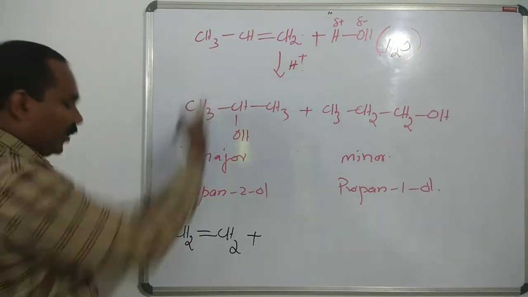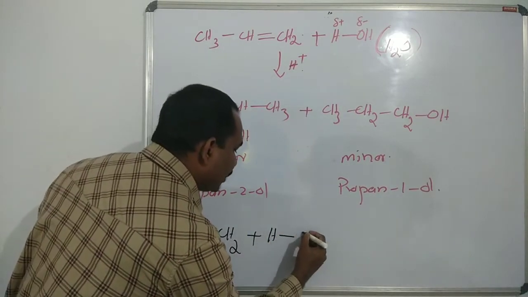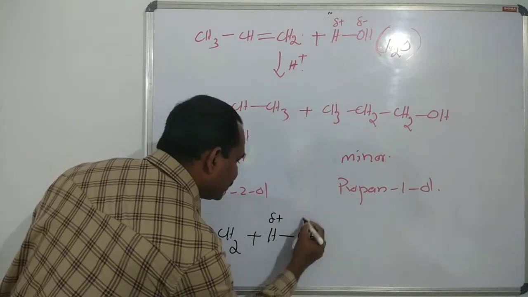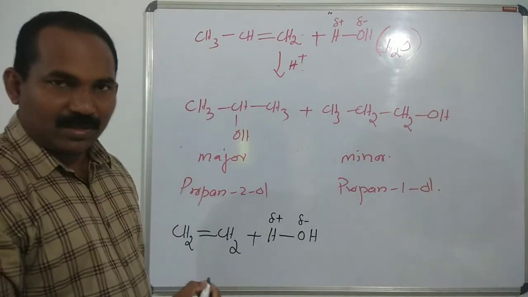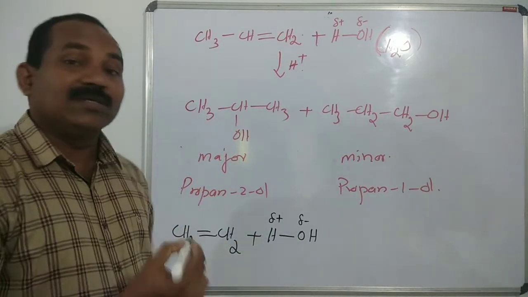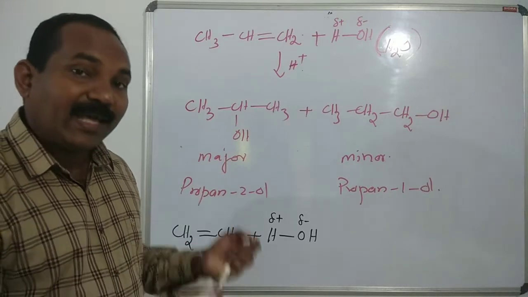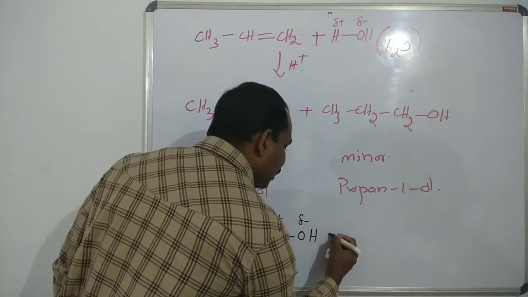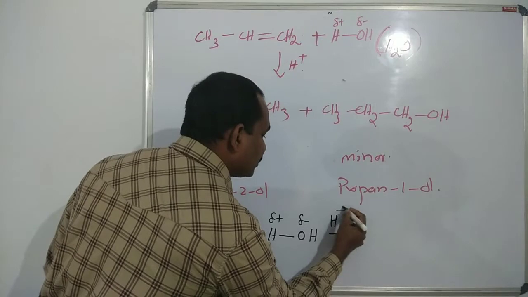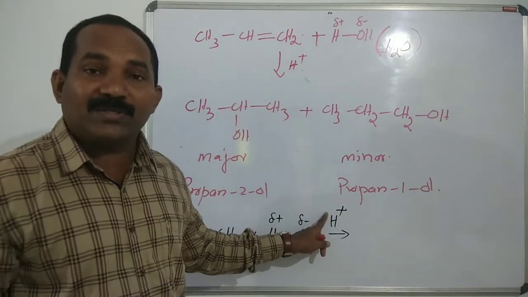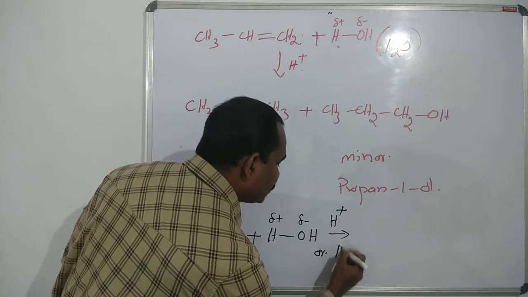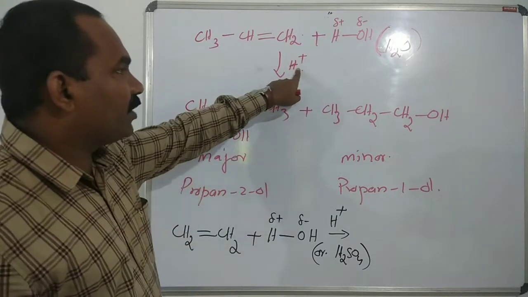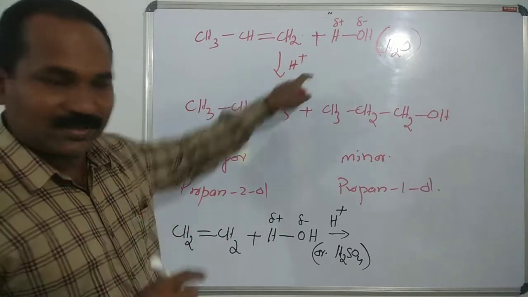Ethene. Okay, this is propene, this one is ethene. H2O is written as HOH, and H plus OH minus. Okay, water is polar. In the presence of sulfuric acid, it gives H plus and OH minus. You remember that acidic medium is represented by H plus, or you can write H2SO4. You understand that it is sulfuric acid.